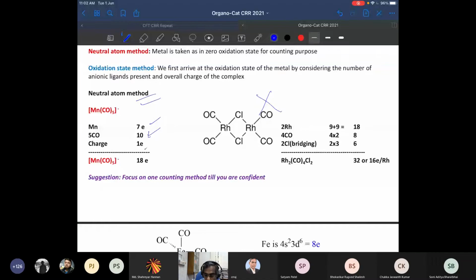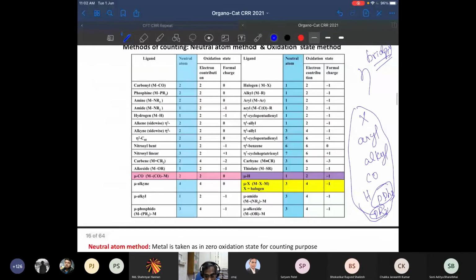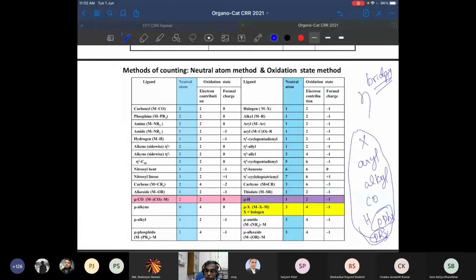I'm not going to explain this one here. I hope you are following. What I'm doing is calculating the valence electrons by what I call the neutral atom method. How do I count it? Find out the valence electrons, find out what ligands are coordinated, and find out how many electrons they are donating. The ligands donate to the metal, and look for the charges, if any, and add up together, and you get your electron count.